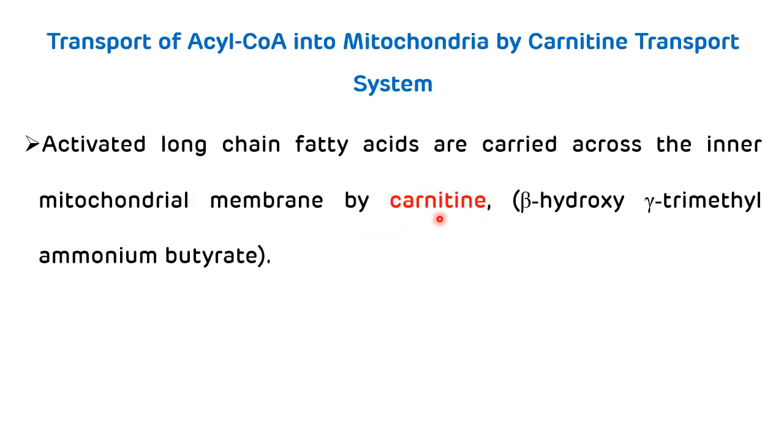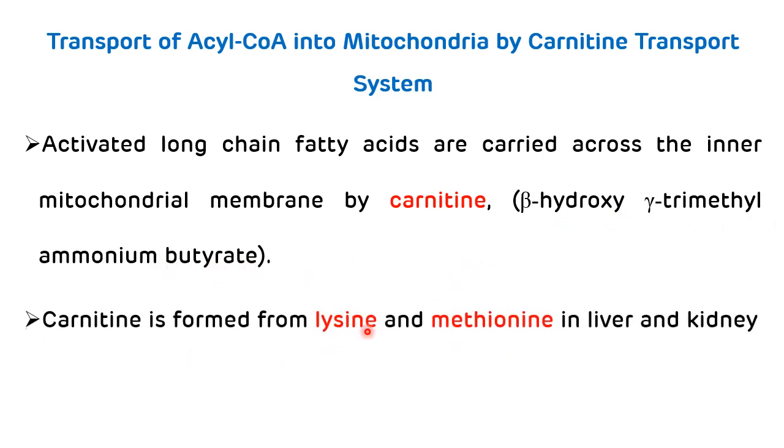So that is carnitine, which is also called beta-hydroxy gamma trimethyl ammonium butyrate, which is synthesized with the help of lysine and methionine amino acids in the liver and in the kidney.